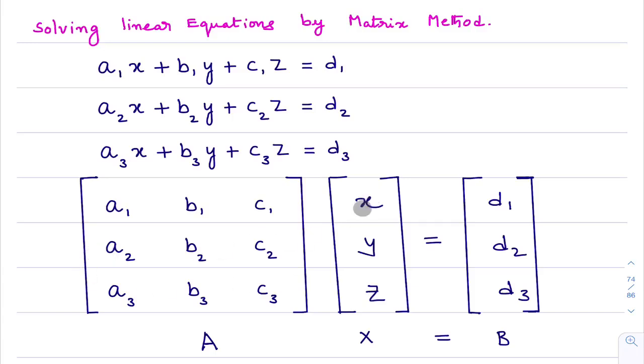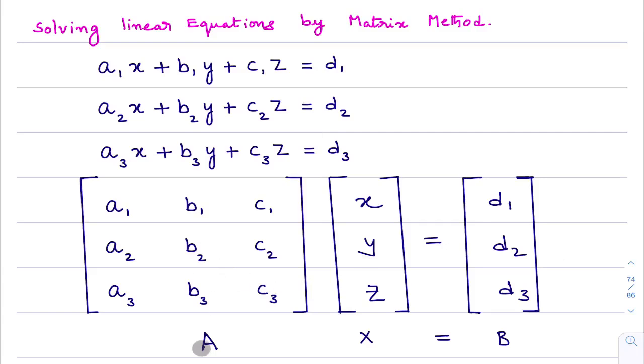Now multiply further, second row, first column. Multiply: a2x plus b2y plus c2z. When I equate, what will I get? Equal to d2. What I am trying to say, when you multiply these two matrices and equate left hand side, right hand side, then you are going to get these equations only. What I did till now, they gave 3 linear equations. We learned how to write them into matrix form, right?